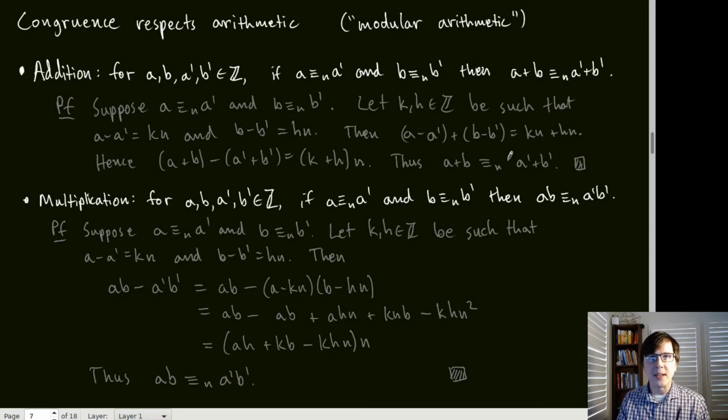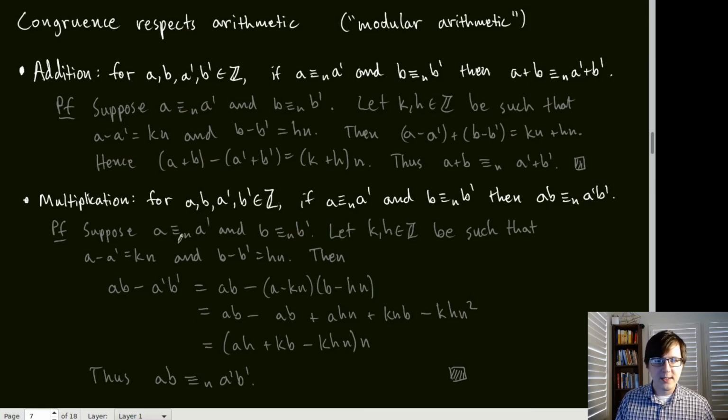Okay, so multiplication. This one is slightly more involved. It's not bad, and it's something you could figure out yourself. It's not just, I guess, adding two equations together. Like before, we have these assumptions about congruences: a is congruent to a prime and b is congruent to b prime. And what we want to show is that ab is congruent to a prime b prime mod n.